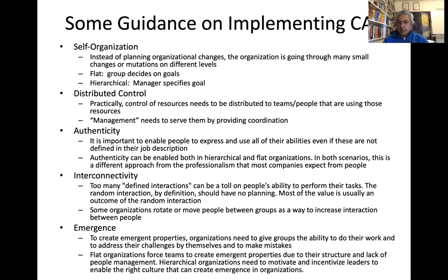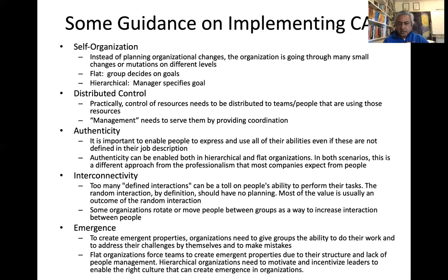Similarly, when we want to employ distributed control, the control of resources needs to be distributed to teams of people that are using those resources. And the idea of management needs to occur to serve the people and the resources by providing coordination only. So control of the resources is allocated to specific teams of people, but the coordination remains a management function. And this is an important insight that we've leveraged in implementing complex adaptive systems.